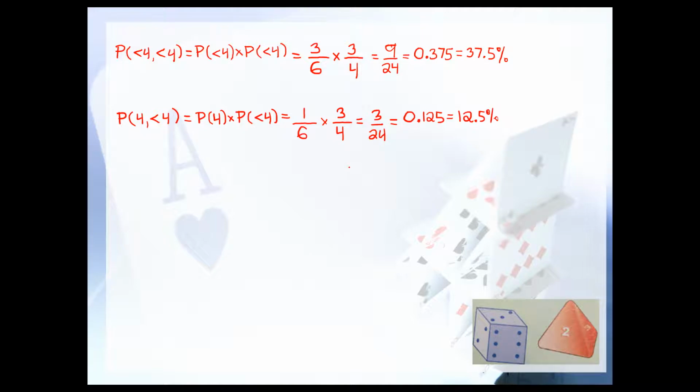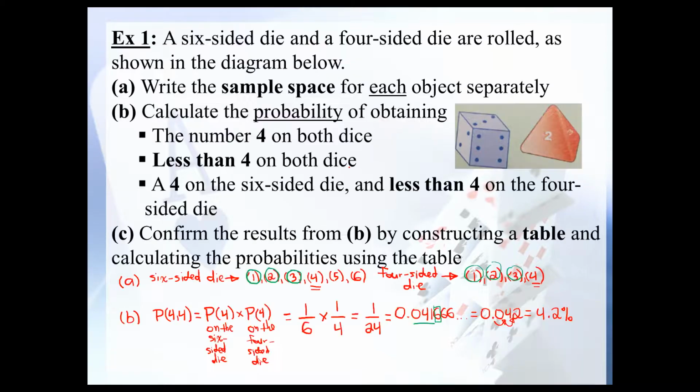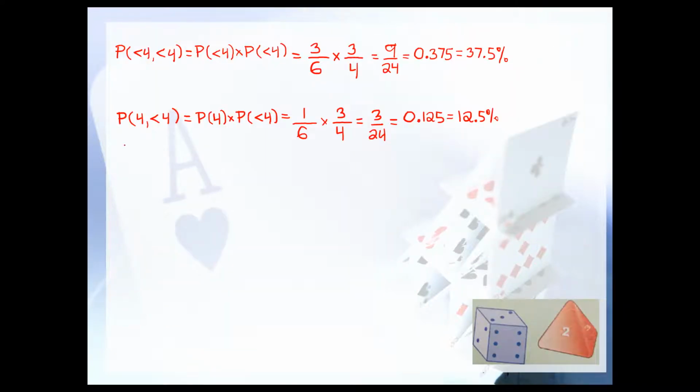Again, we did all these calculations without even drawing a table or a tree diagram. Now, part C wants us to confirm this. It says, confirm the results from B by constructing a table and then calculating probabilities using the table. So we're just going to prove this method we used is actually going to be true. For my table, event number 1 is going to be your rows, so that's going to be the 6-sided die.